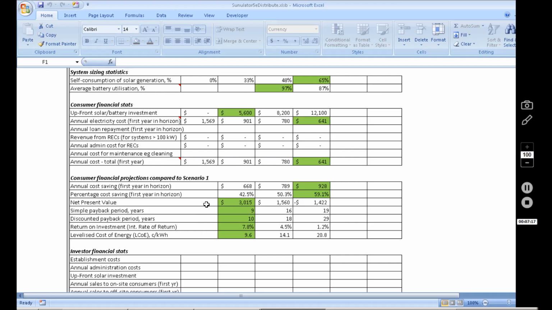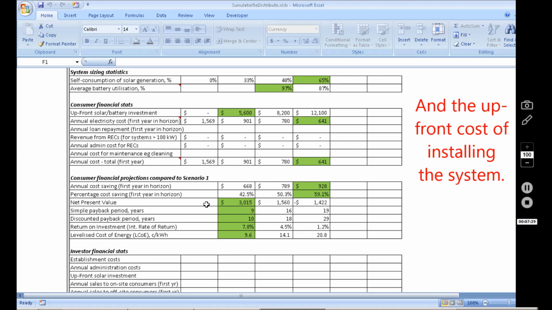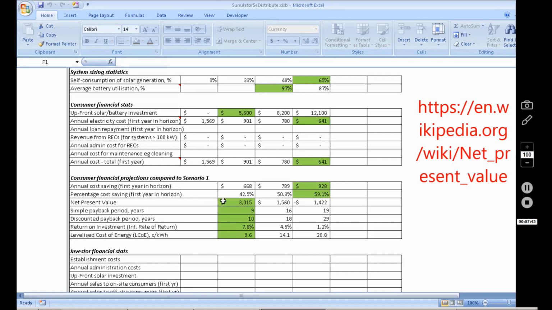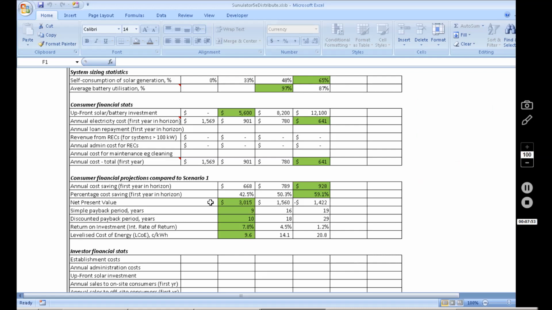So the net present value, what that does is it takes into account all of your future bill savings going out for 20 years, and also all of your future costs for replacement of your equipment and your maintenance if we'd allowed for that, etc. And it basically adds them all up and says, here's your net position right now in today's dollars for the project. So this $3,015, it's saying this project is going to deliver you over 20 years $3,000 of value in today's dollars, taking into account all of those costs and bill savings.